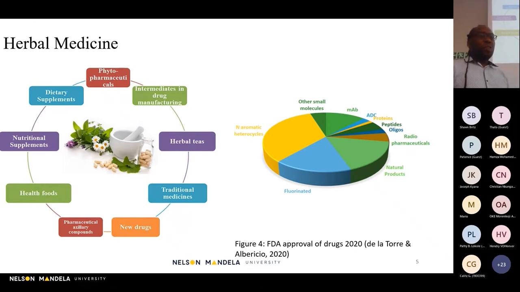So for us, you can see from the image on the right here that natural products make up a lot of the drugs that are on the market. Basically, you just go somewhere in the bush, find a plant, extract it, and from there you can create a drug that can be used by everybody across the world. With this presentation, I'm trying to show that as Africans, we can use the plants that we already have to create our own products that can be accessible to everyone across the world.